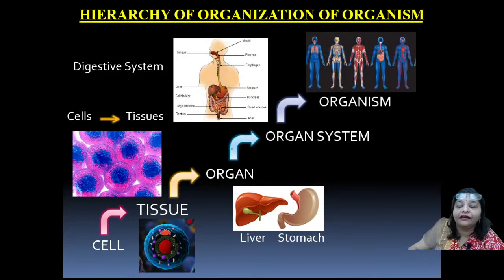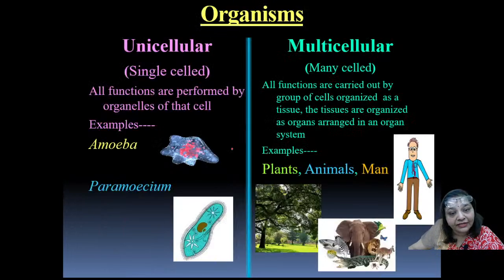You can see here different organ systems like the respiratory system, the skeletal system, the muscular system, the digestive system, the circulatory system, and so on, and all these different organ systems together form an organized organism. Okay, that is the hierarchy of organization of an organism.